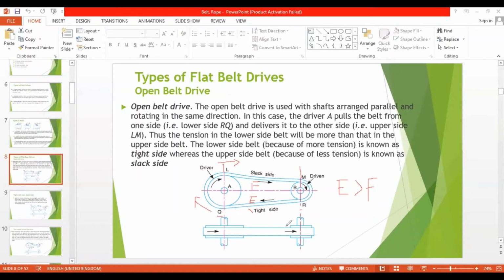And here is the top view of the drive. This is a shaft, this is a pulley, and this is a belt which is running this way. So this pulley is rotating this way, and this pulley is also rotating this way. Both of them are rotating in the same direction. That's the scenario of the open belt drive: shafts are arranged parallel to each other and rotating in the same direction.